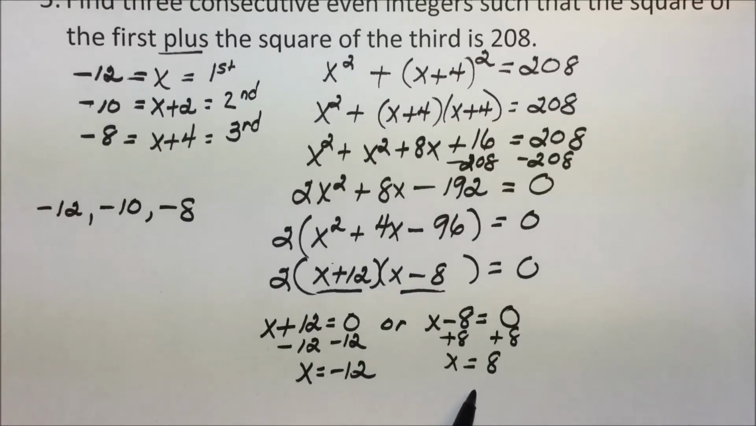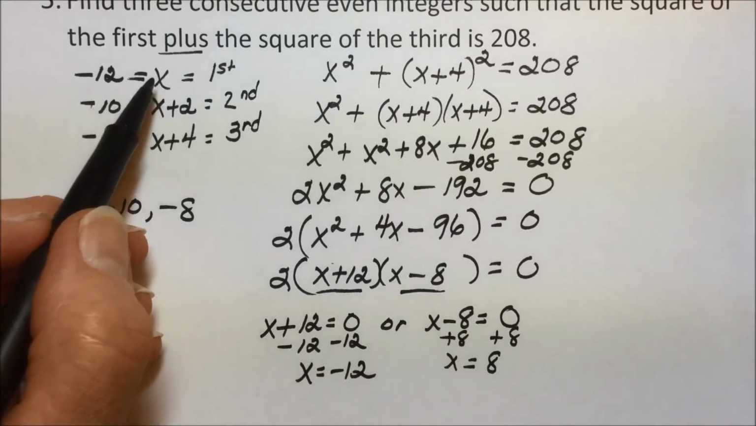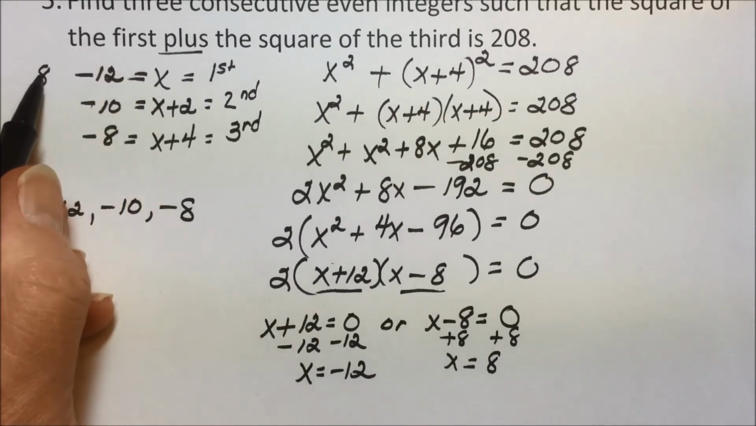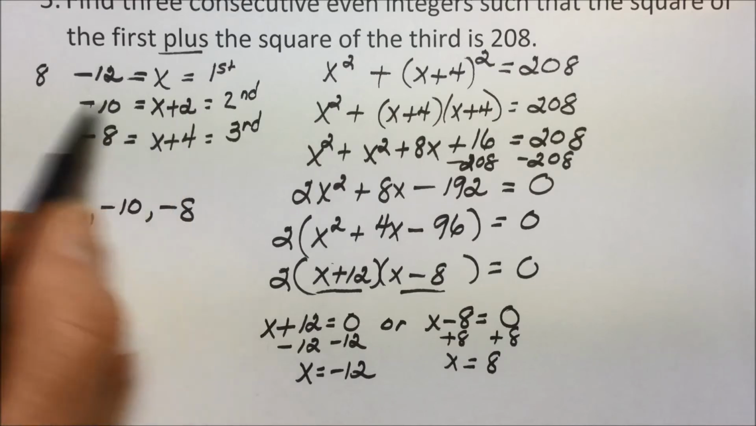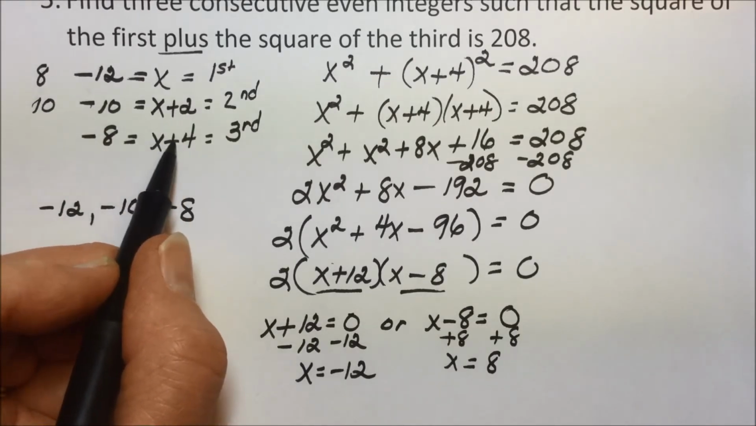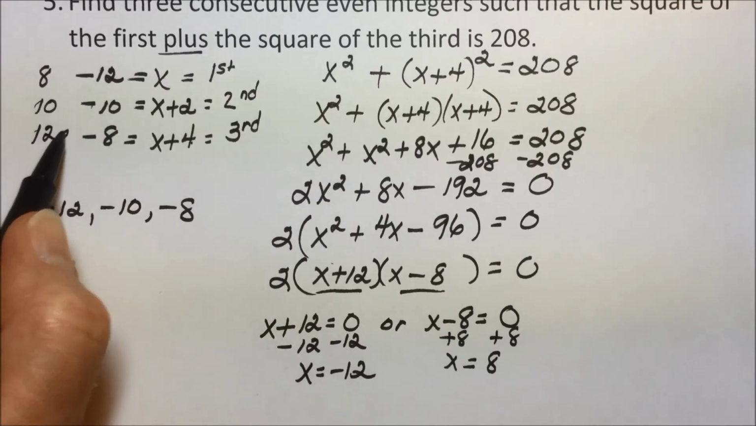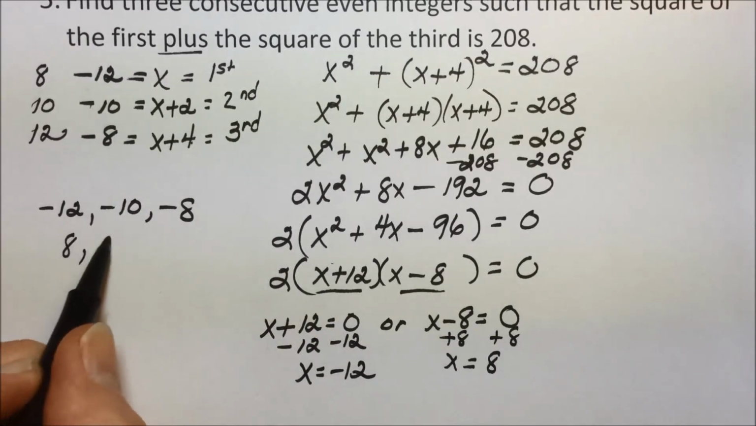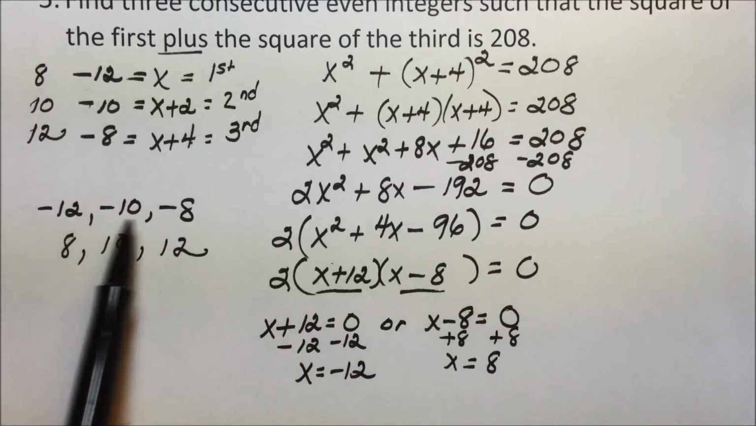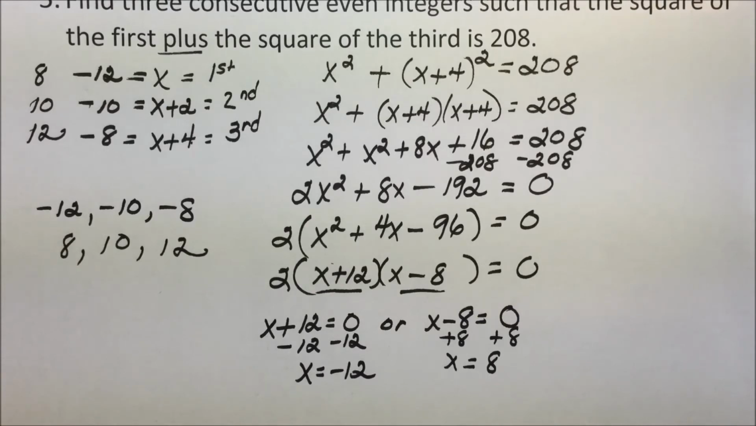But we could also let x equal 8. So if we let x equal 8, and I'll write it over here to the side, x equals 8, x plus 2 would be 10, and 8 plus 4 is 12. The other set would be 8, 10, and 12. Of course, one set is negative consecutive even, and the other is positive consecutive even.